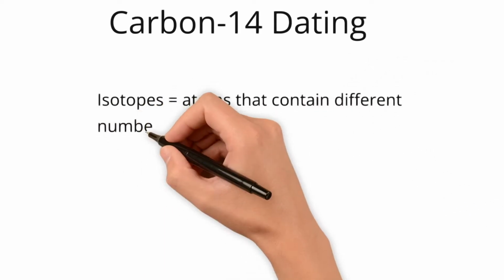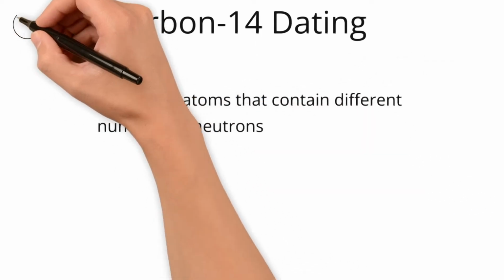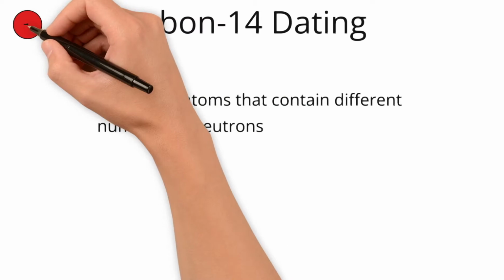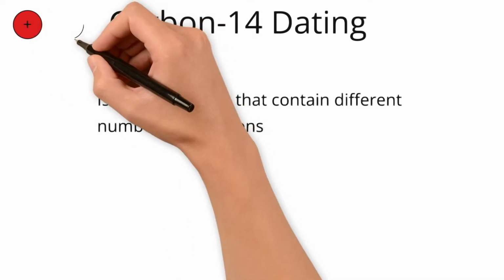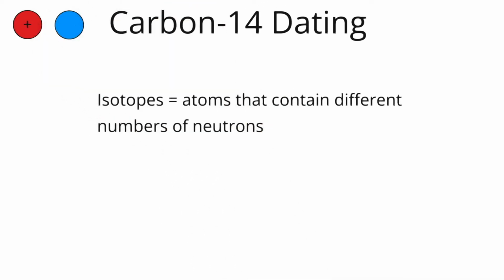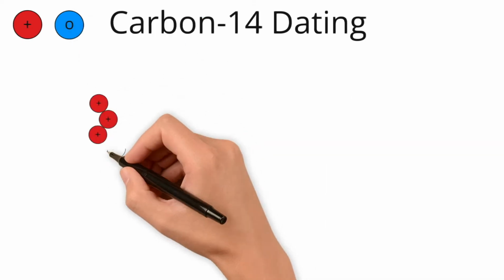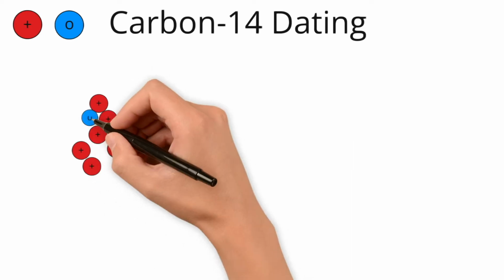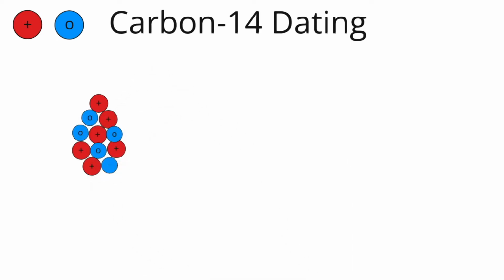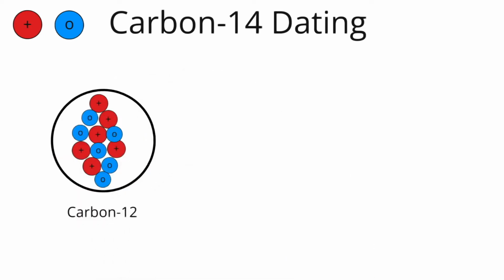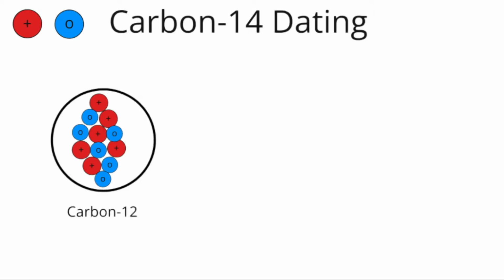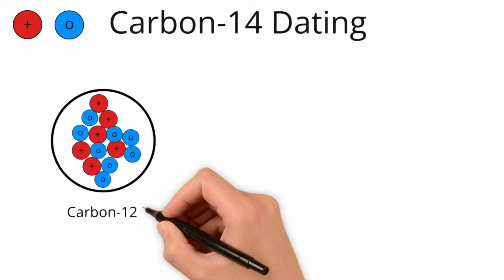Isotopes are atoms that contain different numbers of neutrons. You may remember from high school chemistry that the nucleus of an atom contains both positively charged protons and neutrons with no charge that make up the bulk of the mass of an atom. Using carbon as an example, most carbon is carbon-12, meaning that it has 6 protons and 6 neutrons, which adds to a mass of 12. But some carbon in the atmosphere, a very, very small amount, 1 out of every 10 trillion molecules of carbon on Earth, has 2 extra neutrons and is called carbon-14.